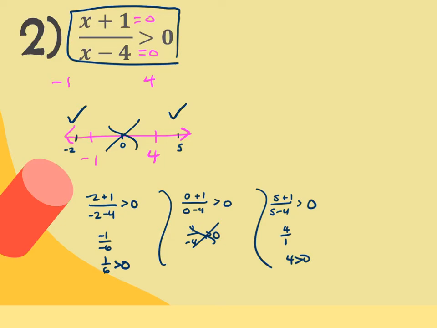So now I know it's my OR, okay? It's like the ORs that point out. So I get a parenthesis on the -1, pointing left, and a parenthesis on the 4, pointing right. -infinity to -1, union 4 to +infinity.